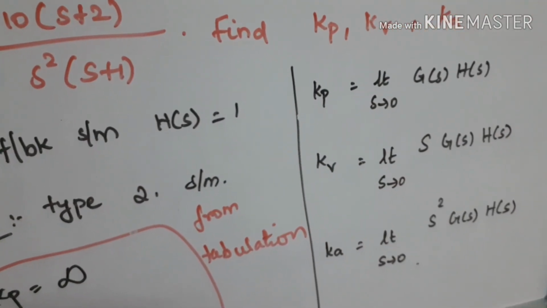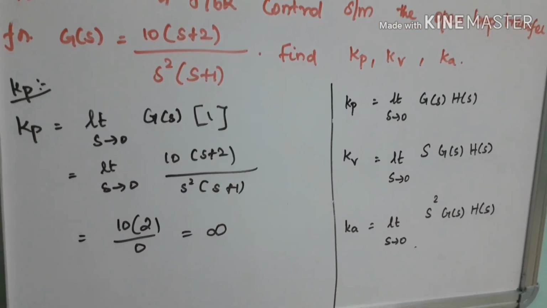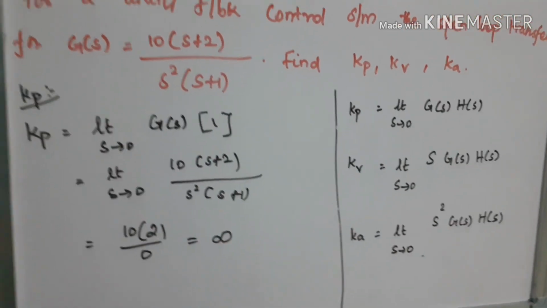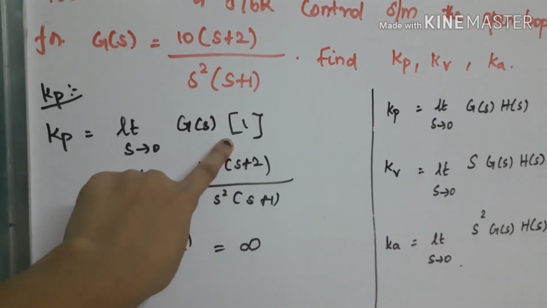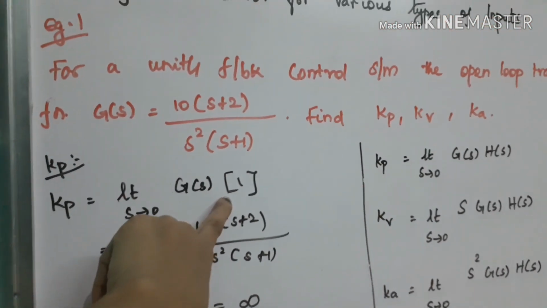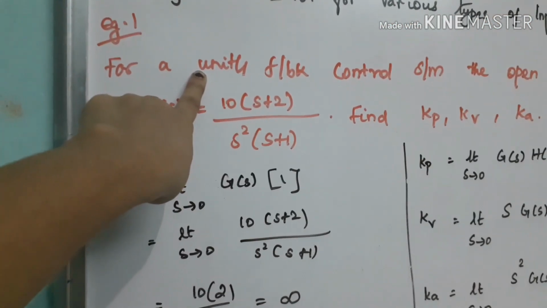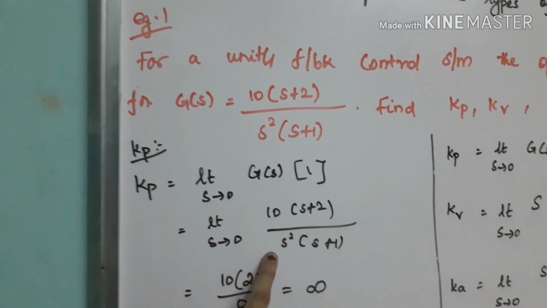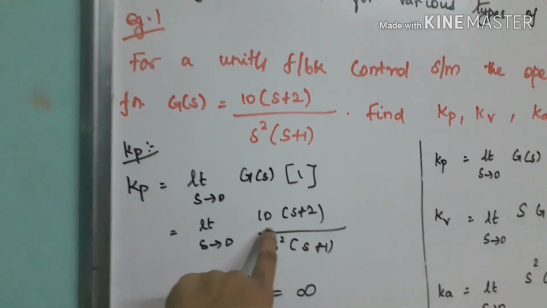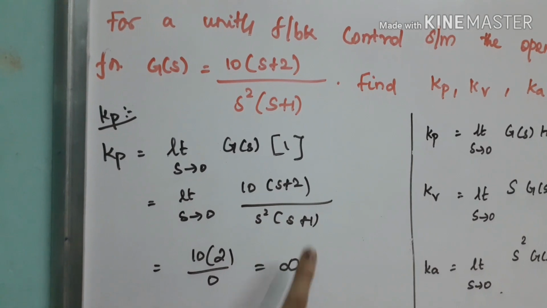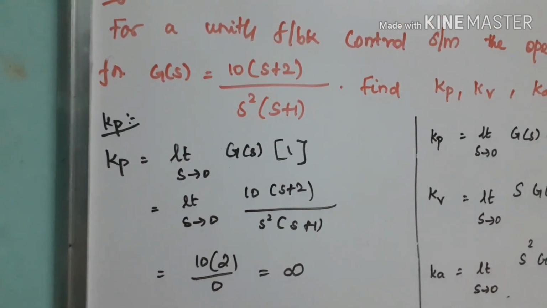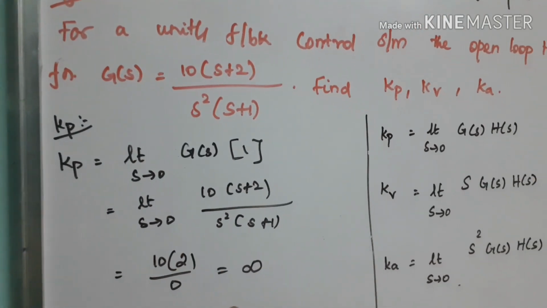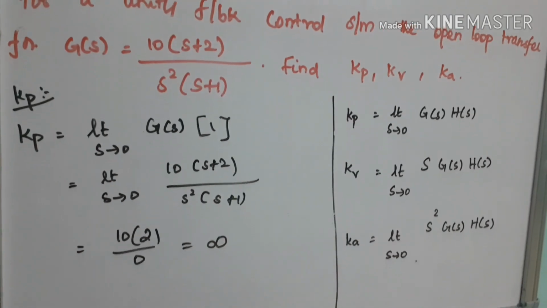Now let us substitute in these formulas. First Kp, positional error constant: limit s tends to 0 of G(s) H(s). Here the value of H(s) for this problem is 1, because they have mentioned that the system is a unity feedback control system. So G(s) into 1, limit s tends to 0. G(s) is what they have given, so we substitute s equal to 0. So 10 into 2 by 0. The denominator is 0, so the value of Kp is infinity. Anything by 0 is infinity.